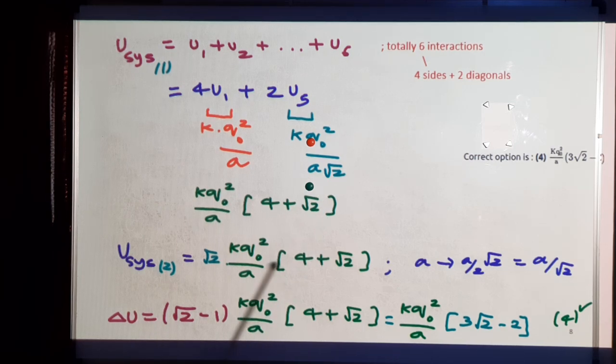In the second case, the side will become A by 2 root 2, so it's A by root 2. So if we replace A by root 2, we get the energy of the system of the second configuration. So the change in energy is this minus this, so it's root 2 times minus 1 into this one, select this one.